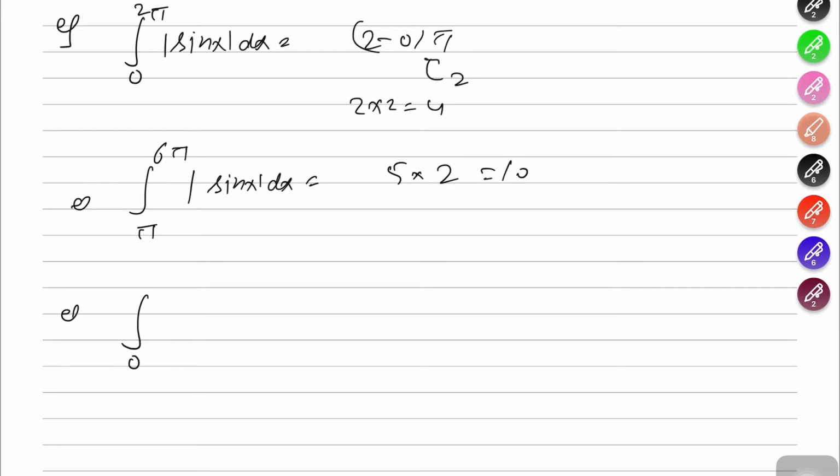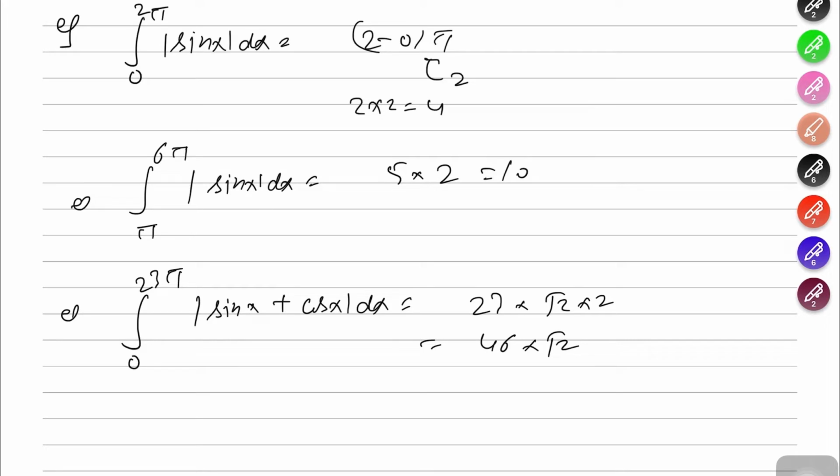Similarly, let's say 0 to 23 pi of mod of sin x plus cos x dx, that is 23 into root 2 into 2. Two threes are 6, 46 into root 2.